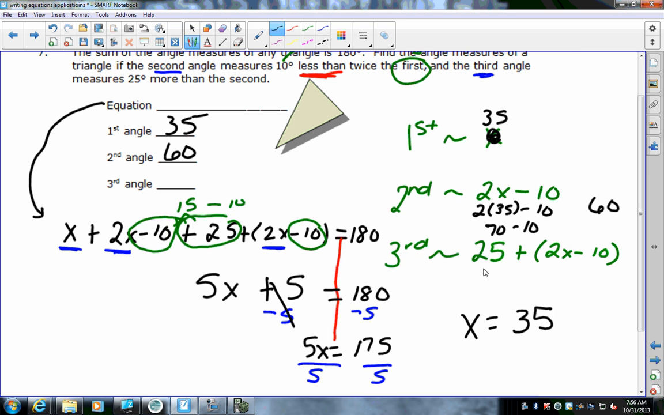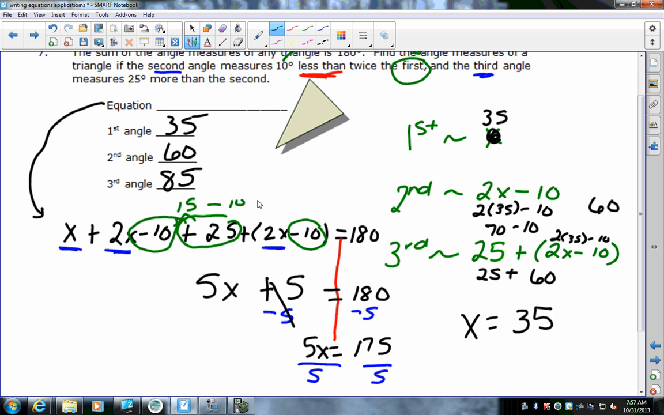The third angle, 25 plus, now if you really think about it, instead of substituting in right here, what is this in parentheses? It's the second angle, right? So it's 60. So I could put plus 60. If you want to, you can substitute 2 times 35 minus 10 and do that. But remember, we just found that up there. It's 60. So it's 85.